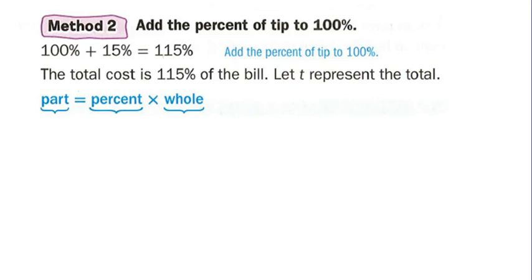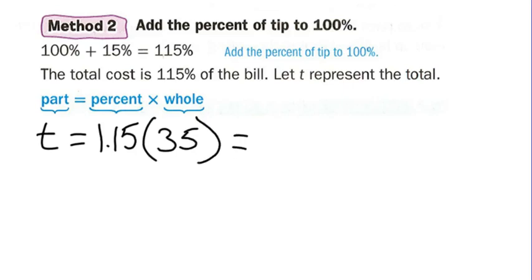So let's do that. Again, we're going to let T represent the total bill. Our percent now, instead of being 15%, is 115%. We're going to convert that to a decimal, which becomes 1.15. And then we'll multiply that by the cost of our bill, which we said was $35. Take a guess what 1.15 times 35 is. It is $40.25.